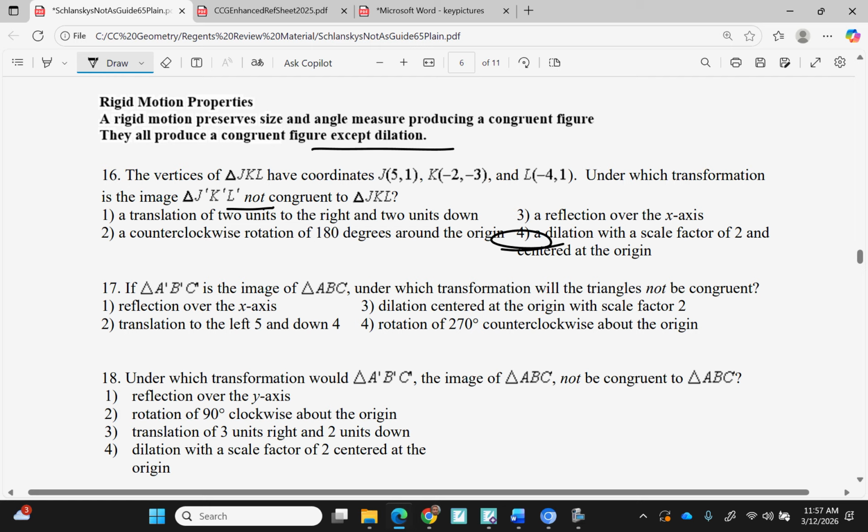That's it. When I dilate something, the size changes. It's not congruent to the original. So whenever it wants to know which one's not congruent, dilation. That being said, horizontal stretch and vertical stretch also are not congruent.